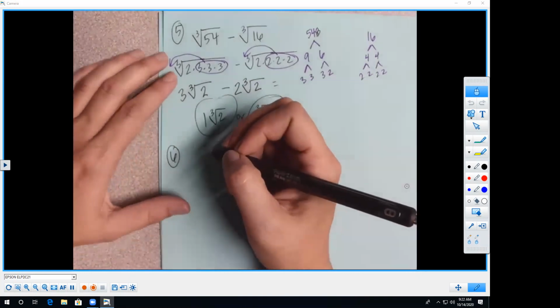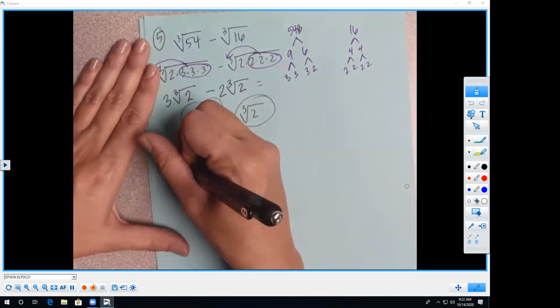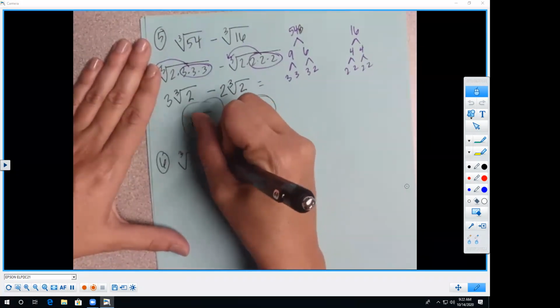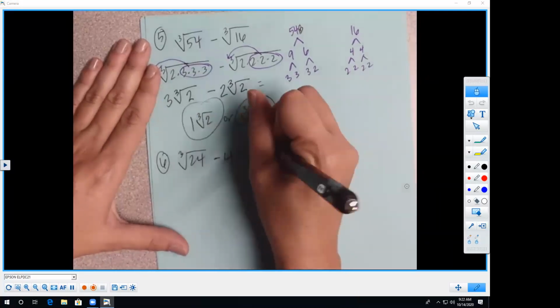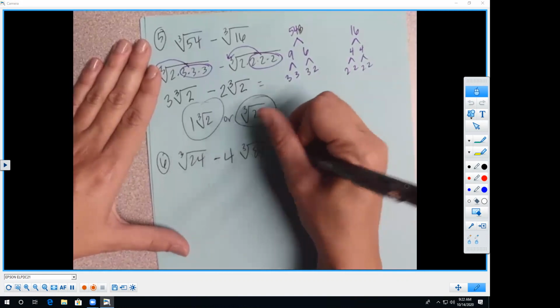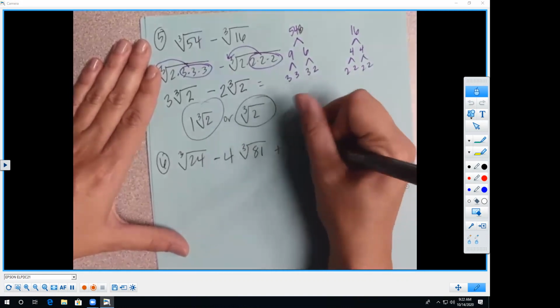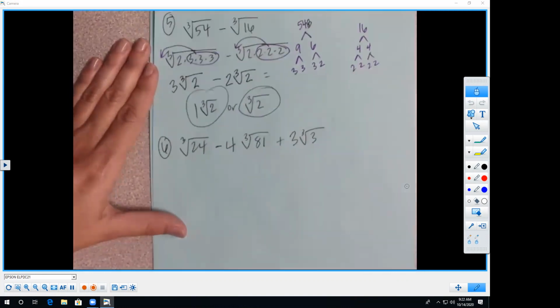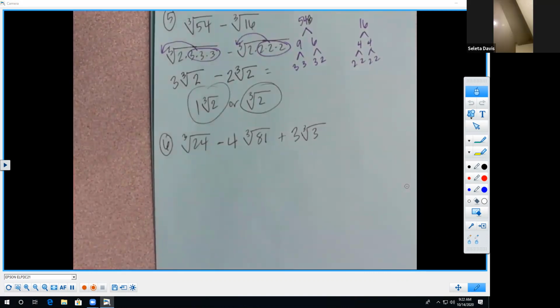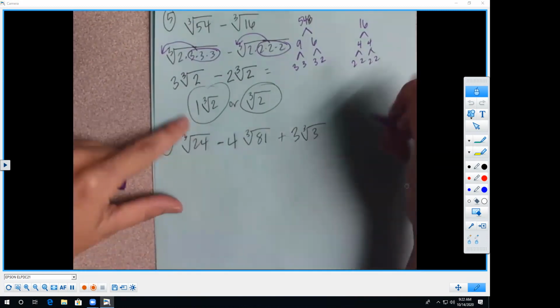Let's do one more. If I had the cube root of 24 minus 4 times the cube root of 81 plus 3 cube roots of 3. Count each one of those.